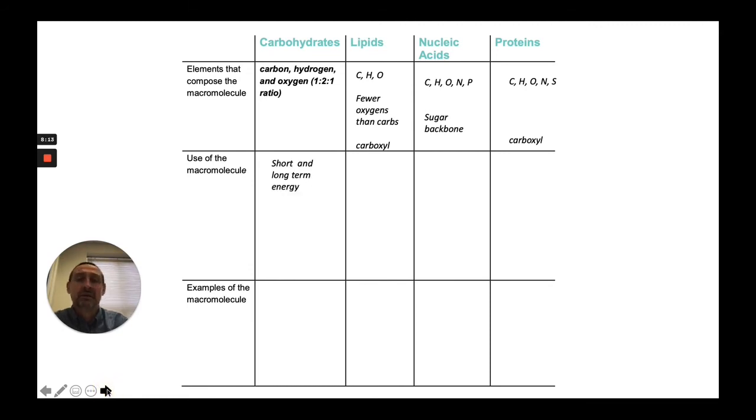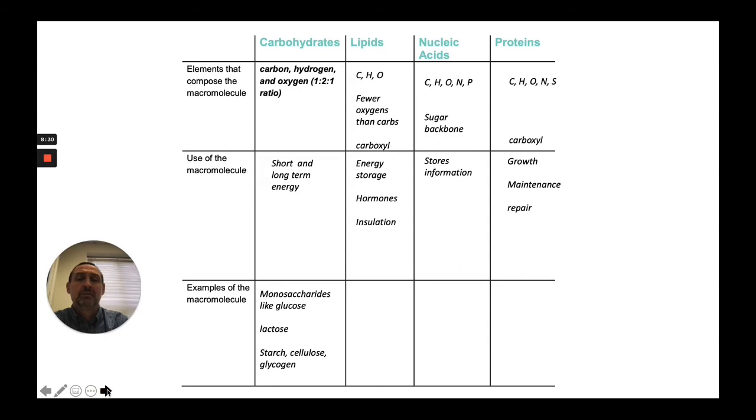Living things use carbohydrates for short and long-term energy. Lipids are more for energy storage. We also use lipids as hormones and sometimes insulation. Nucleic acids store genetic information, and proteins can be useful for growth, maintenance, and repair.